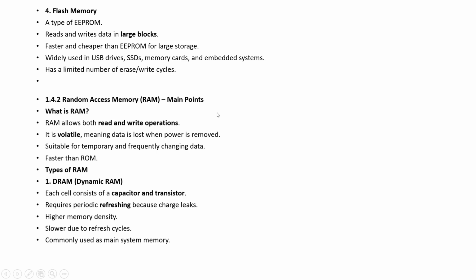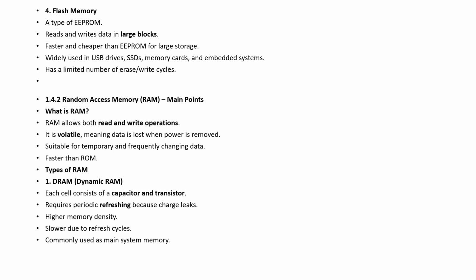So let's go to random access memory. We know RAM does both read and write operations, and it is volatile. Volatile means data is lost when power goes off. It is suitable for temporary and frequently changing data, and it is faster than ROM.